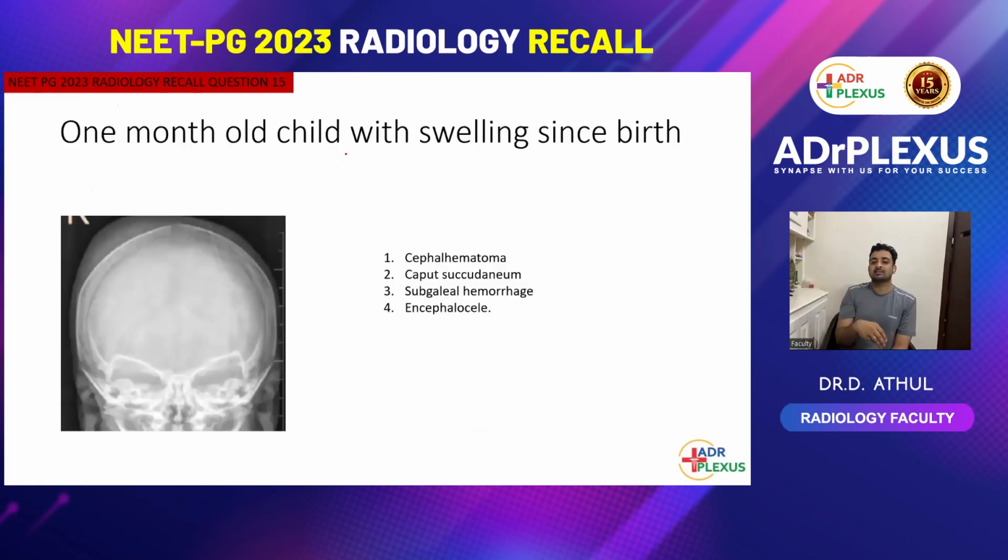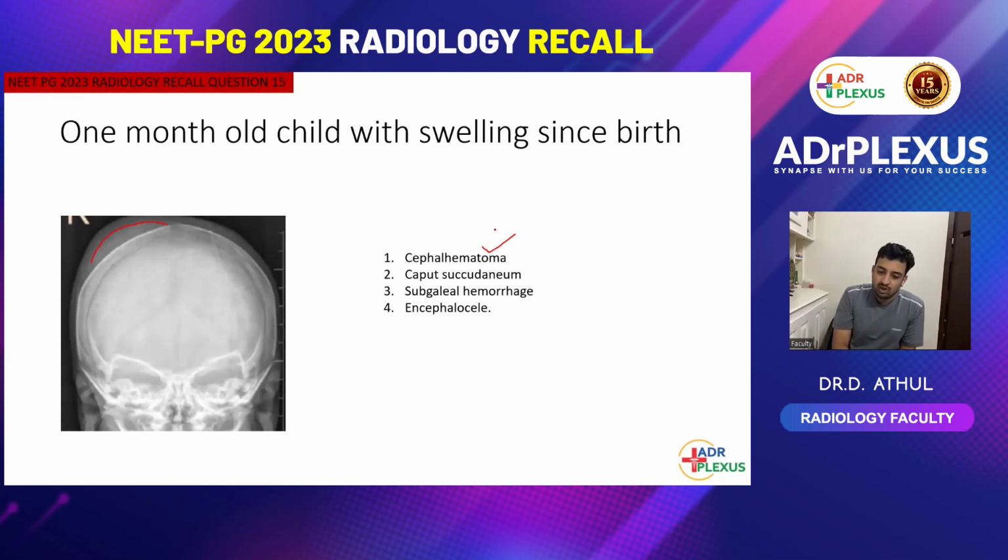So this is another simple straightforward question. 1-month-old child presented with a swelling since birth. Here you are able to see there is a swelling here. So this is a case of cephalhematoma. And we should know the caput succedaneum will be resolving within 1 or 2 days. It won't be persisting just like cephalhematoma.